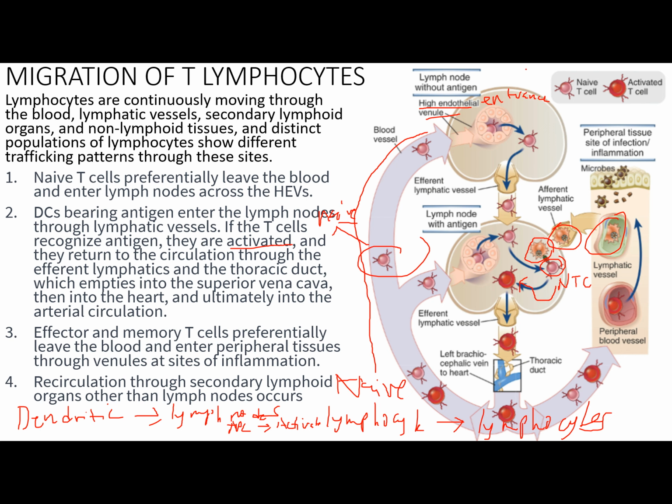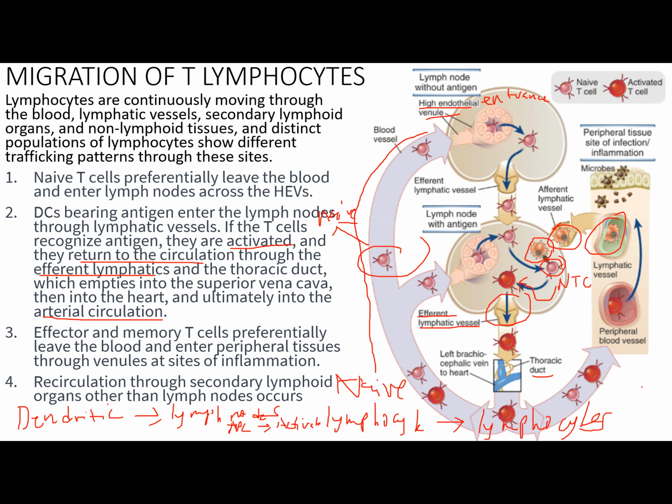Now, itong activated T cell nyo naman class, once they are activated, so from naive T cell, magiging activated sila, they would now return, babalik sila class sa circulation. Ang daan nila class, they would pass through the efferent lymphatics. So, ito yan. They would pass through the efferent lymphatic vessel, thoracic duct, then into the superior vena cava, then into the heart, and ultimately into the arterial circulation.